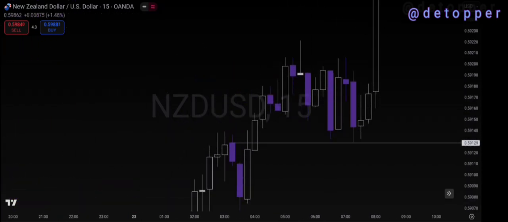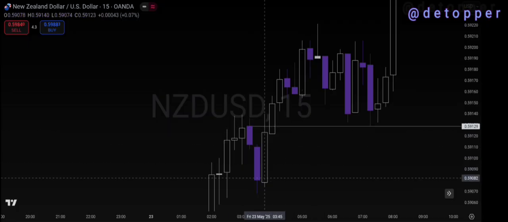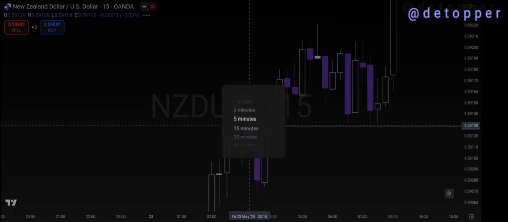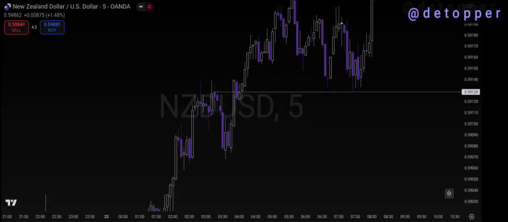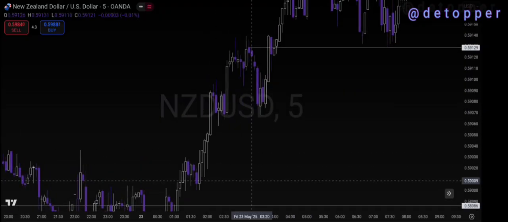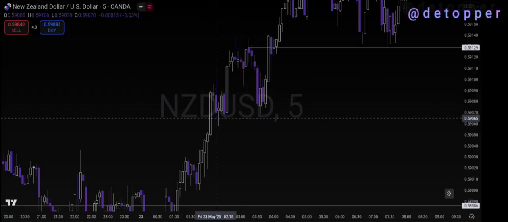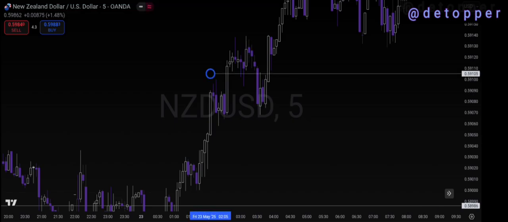Automatically this becomes a breaker. If you scale down to the 5 minutes time frame, you see what I'm talking about. Price traded above, reacted from this fair value gap right here, broke above this level, and automatically it becomes a breaker.